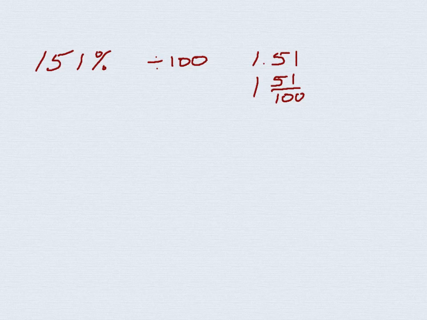Or, of course, you could write it as an improper fraction, but it has less meaning: 151 over 100. That's still reduced, but not mixed. Oh, that's just a mess. 151 over 100. This is a better answer when it has more value.